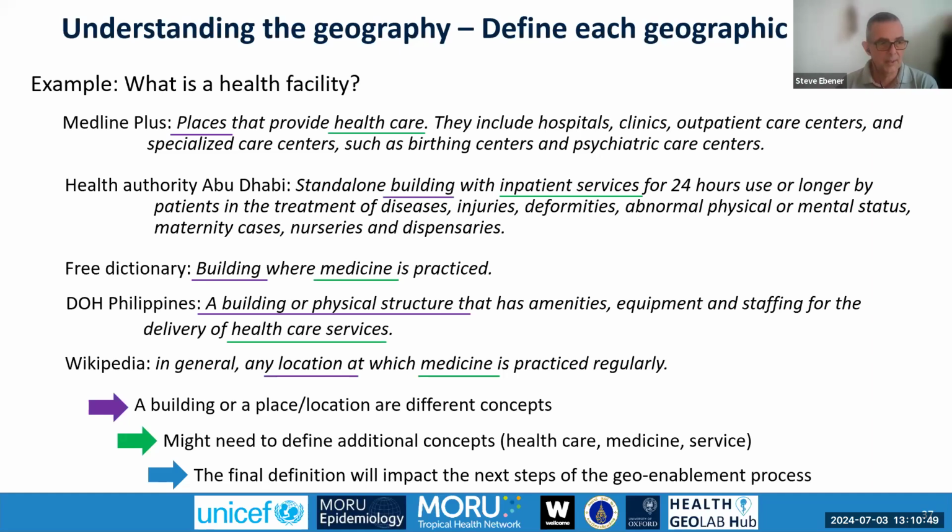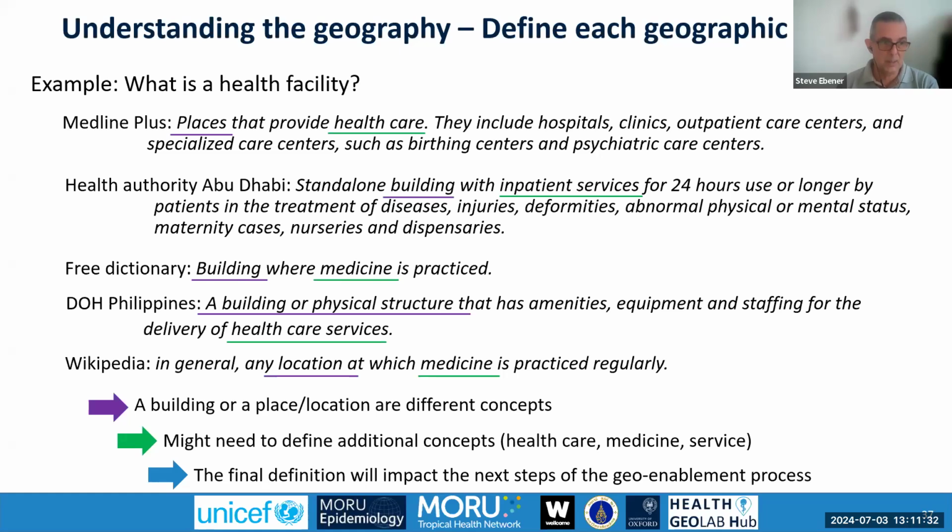So what we can observe in these different definitions is, first of all, the presence of geography, right? We're talking about a place, a building that has a certain location. But at the same time, a building, a place, or a location are different concepts. And so depending on the definition you use, some geographic feature will or will not be considered a health facility. The same applies for the other health-related concepts included in these definitions, which will also have to be defined.